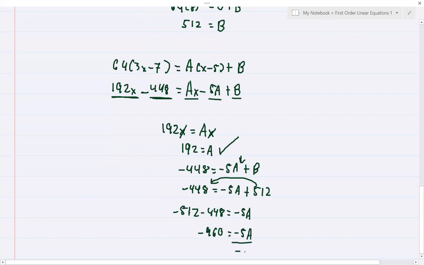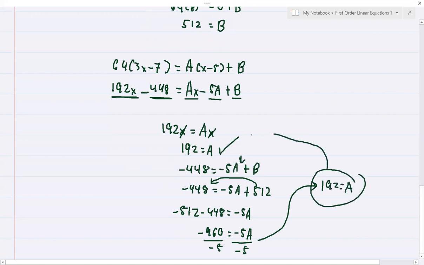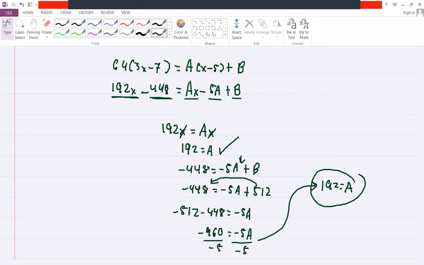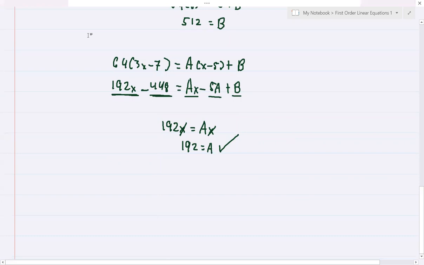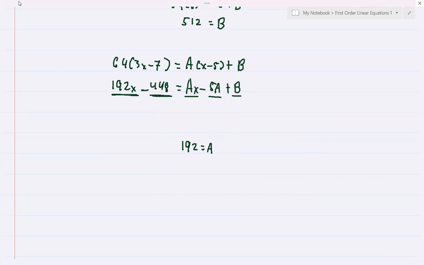And to get your a, we will divide both sides by negative 5. We will have positive 192 is equal to your a. So you see, it is proven that your a is equal to 192. Since we know now our a and your b, we can now substitute it to your partial fractions. Okay, so let me copy it right here.